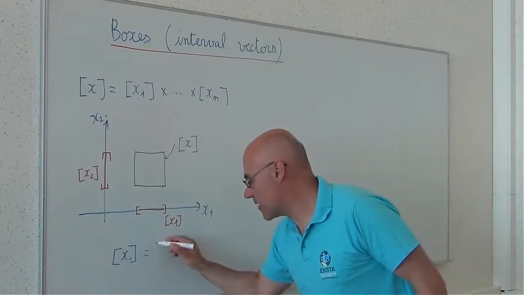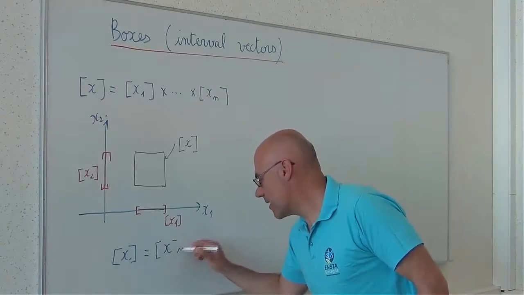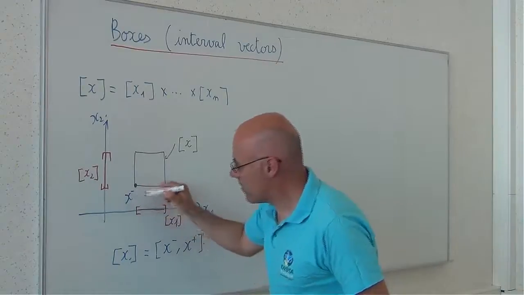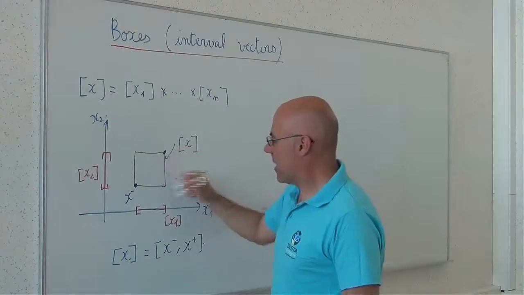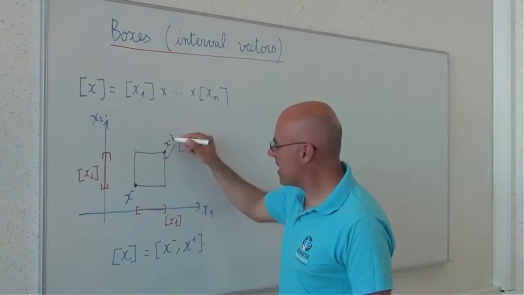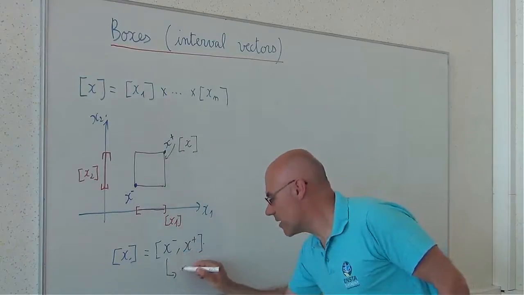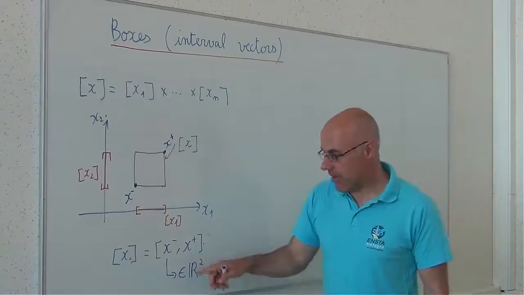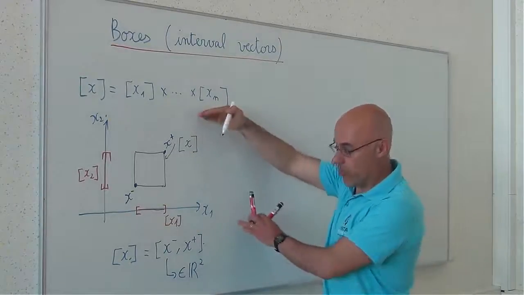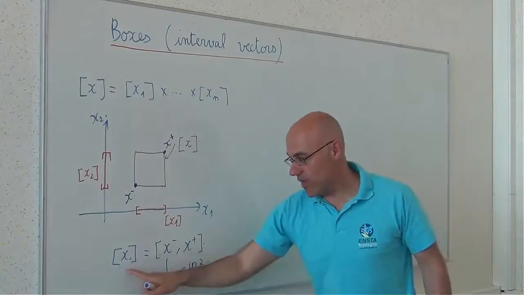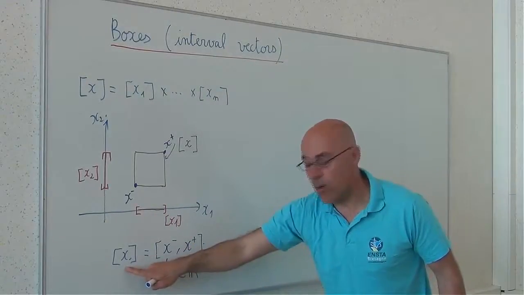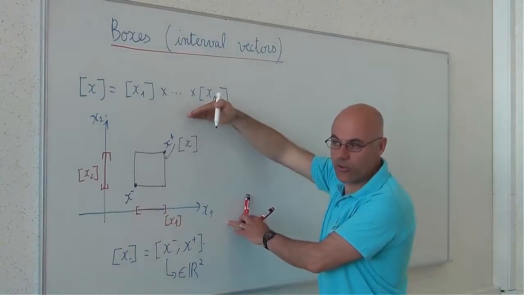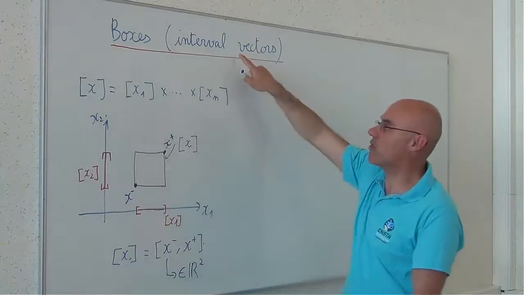So in fact, X can also be written as follows: [X minus, X plus], where X minus corresponds to this bound and the upper bound here is X plus. So this element belongs here in the picture to R2. So indeed, in R2 we have an order relation, and a box is actually an interval if we consider the classical order relation in R2. That's why we often call it an interval vector.